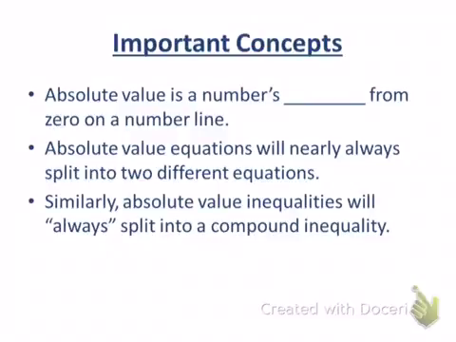And then the third fact here is that absolute value inequalities will always split into a compound inequality. Do we need to write that? Yes. Absolute value inequalities will always split into a compound inequality. Y'all remember compound inequalities? What were the two words that we had between compound inequalities? Or. So a compound inequality can either be an or problem, which is a union.